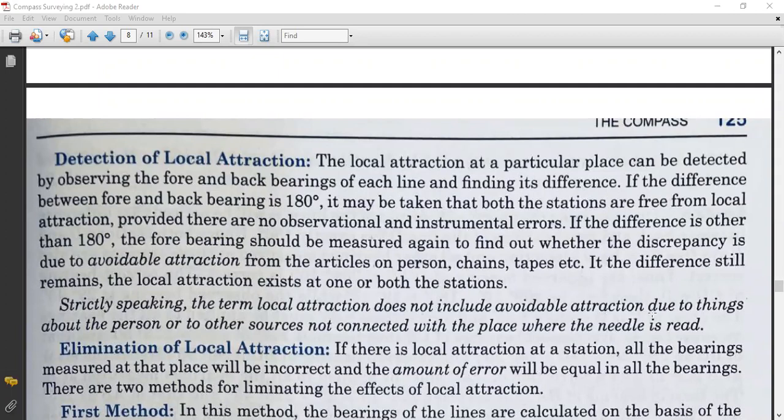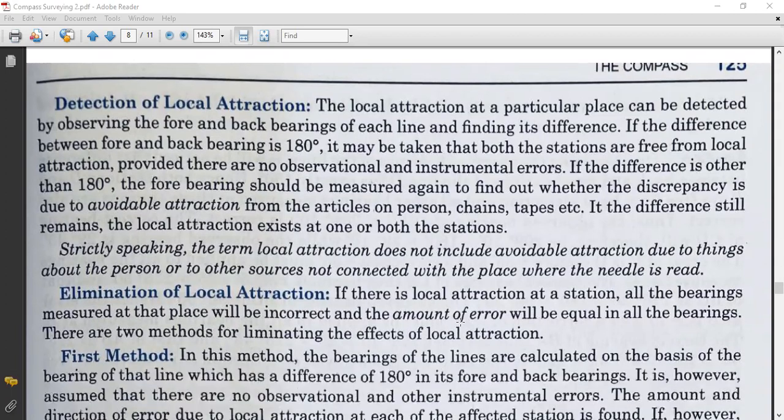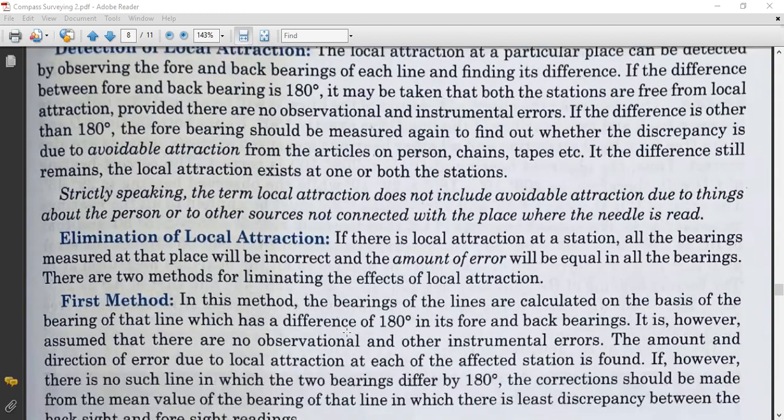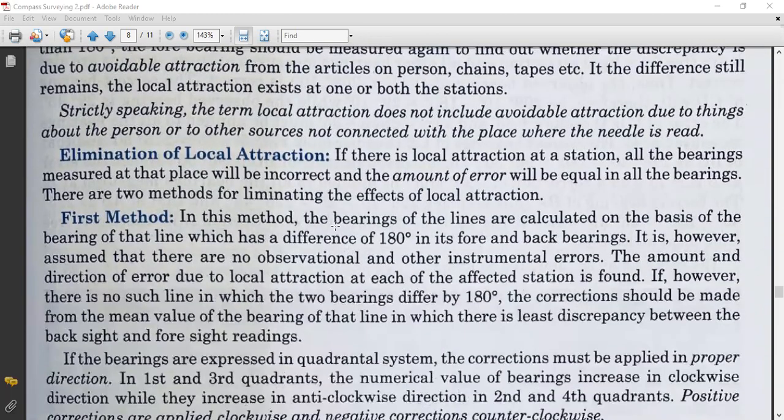So how to eliminate that local attraction, how to apply the correction? There are three methods. In the first method, the bearings of the lines are calculated on the basis of the bearing of that line which has a difference of 180 degrees. Suppose I have a pentagon as a geometrical figure. In that I will have a total of 5 sides, and for all the 5 lines we will have forebearing, back bearing, forebearing, back bearing, right?